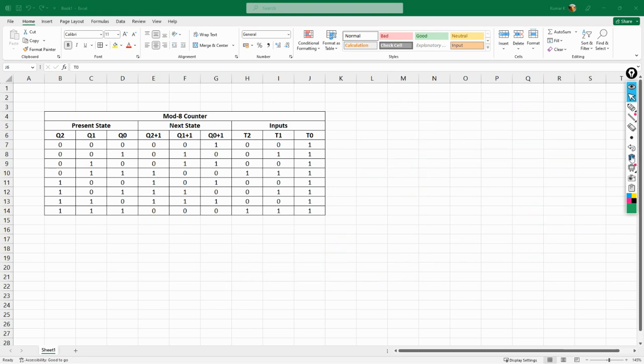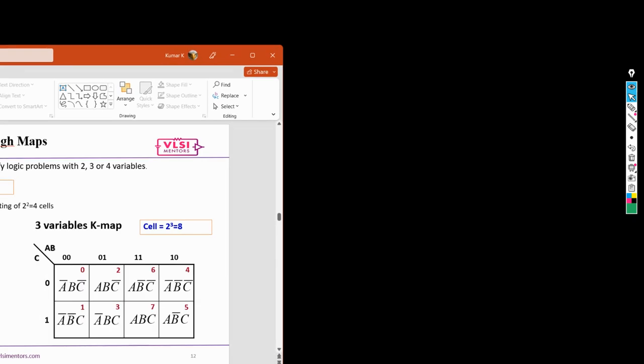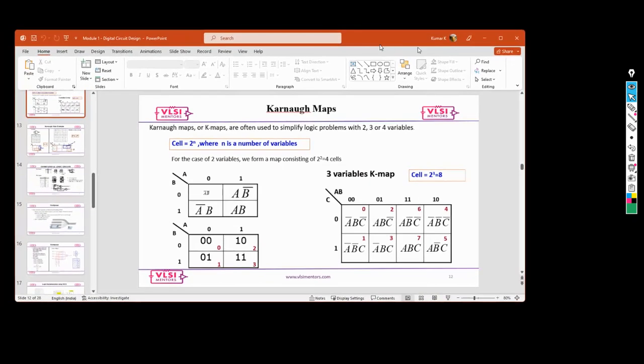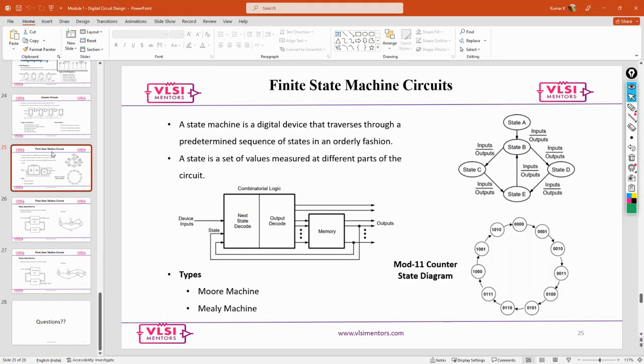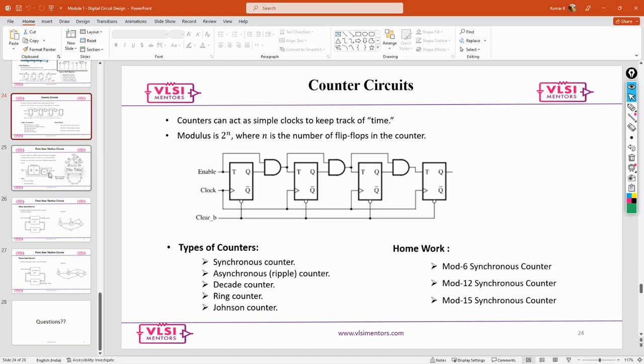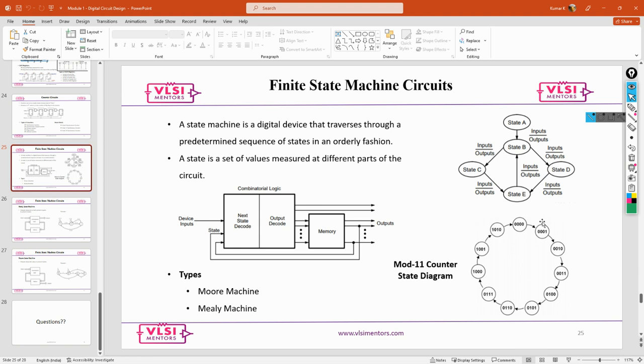Okay, moving on. Okay, so this is your homework. I'll share this in the group. You guys can try working on it. They're not a big deal, just simple things. Okay, and FSMs.